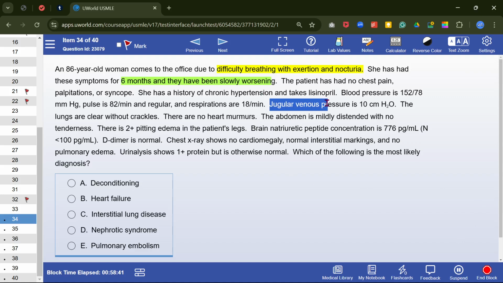High. Normal jugular venous pressure, if it is more than 3 centimeters of water, it is high. More than 3.